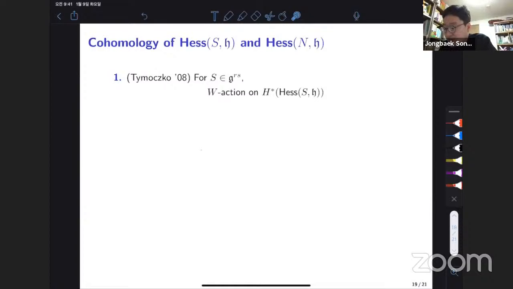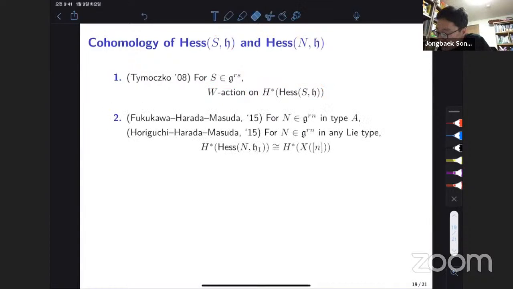All right. So let me briefly review some cohomological study of this Hessenberg variety. Over the past many years, there have been a bunch of study groups studying the cohomology of the regular semi-simple Hessenberg variety or the regular nilpotent Hessenberg variety. Probably from the symmetric group representation point of view, Tymoczko's work is the beginning point. She considered the regular semi-simple Hessenberg variety, and defined a certain symmetric group action on the cohomology. And later, Fukukawa, Harada, Masuda, and Horiguchi, Harada, Masuda showed some nice interpretation of the regular nilpotent case.